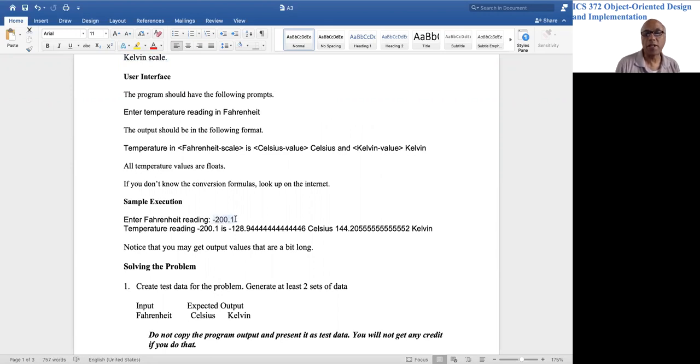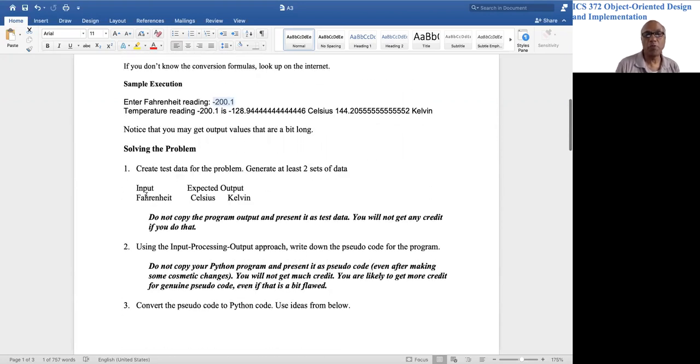So numbers like this are going to be input by the user. So you shouldn't be displaying 200.1 or negative 200.1 or any number like that. And the output should be like this.